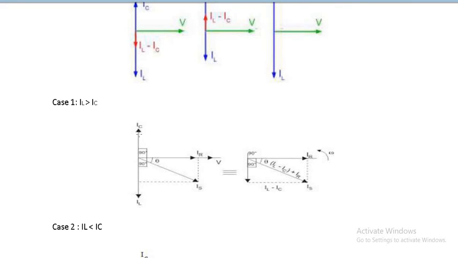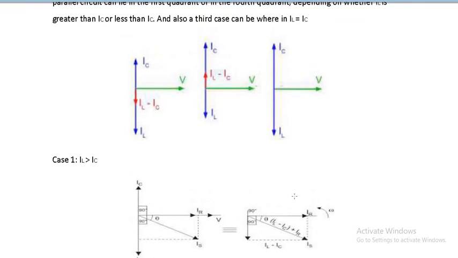Okay, now as you can see over here, IC is shorter than IL, that means IL is greater than IC. So what you do is over here we draw a vector IL minus IC, because IL is greater. The phasor sum of IR plus (IL minus IC) is going to give me the net current. So this is the current triangle, and in this current triangle you can write it in terms of V and Y. So this will be VG, VB and VY, and you will be getting the admittance triangle as shown over here.